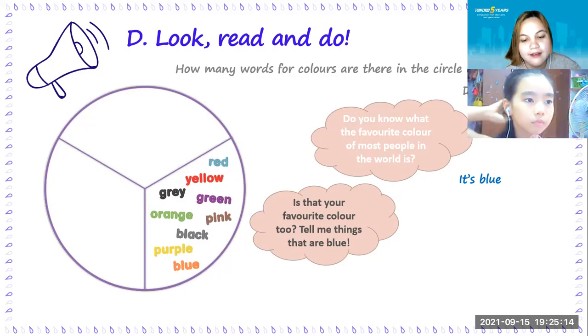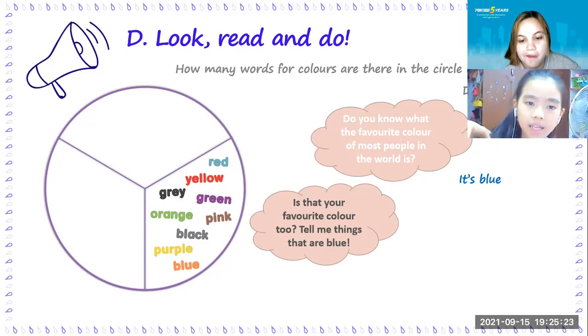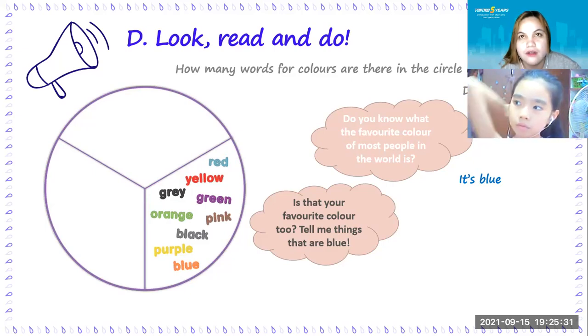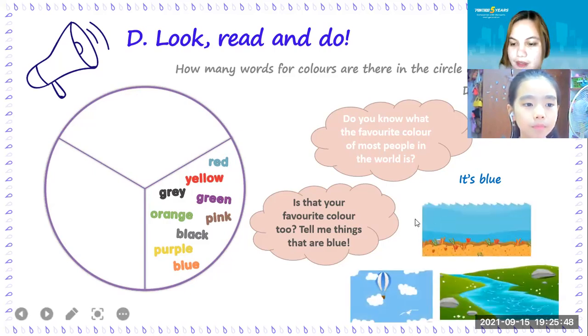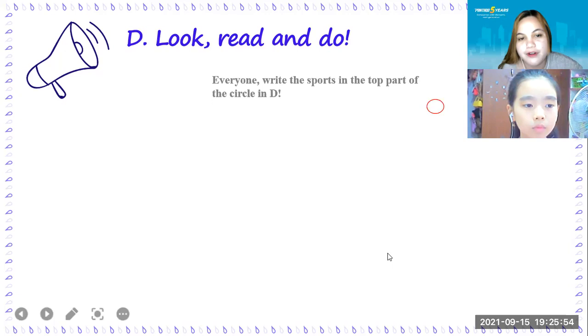How about the sky? Yes, I say sky. Oh yeah. How about the clouds? Well, the clouds is, oh yeah, it's color white, but sometimes when the sky is very blue, it reflects as color blue too. Okay, next one. So these are examples of color blue. Okay, this is a sea, the sky, and the river or a lake.